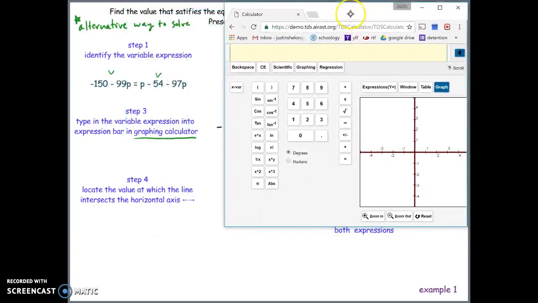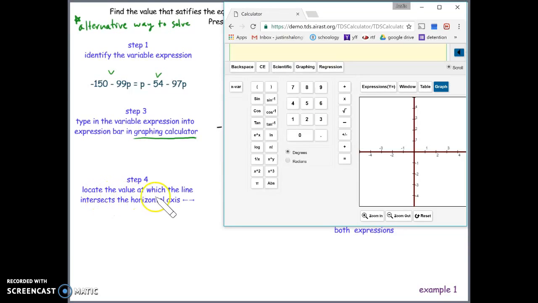Now we're moving into step 4. Step 4 is to locate the value that intersects the horizontal axis. So if we figure out where the line crosses this horizontal axis, then we know the value that creates the 0 in our variable expression. So the first thing I'm going to do is zoom out of this graph because it's going to be super zoomed in.